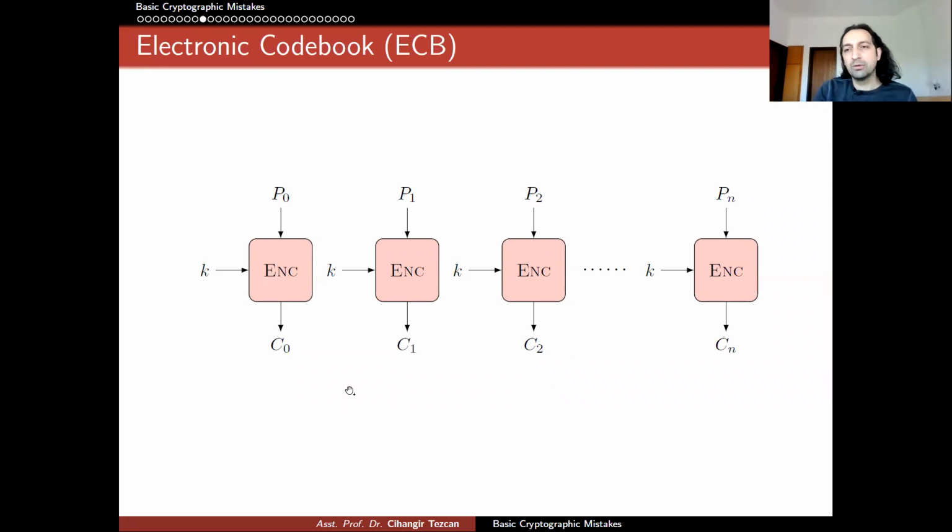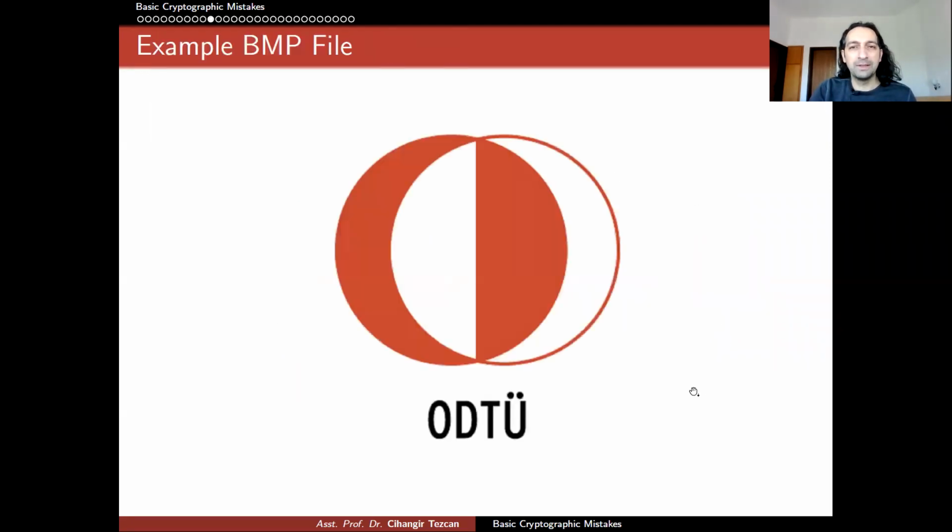But this is also the worst thing you can do, because if some of the blocks here are identical, for instance, if P0 and P2 are the same, since you are using a deterministic algorithm with the same secret key, then the output will be the same. C0 and C2 will be the same. You might say that this is maybe a low probability, so why should some of the inputs be the same? Let me show you an example by encrypting a bitmap file.